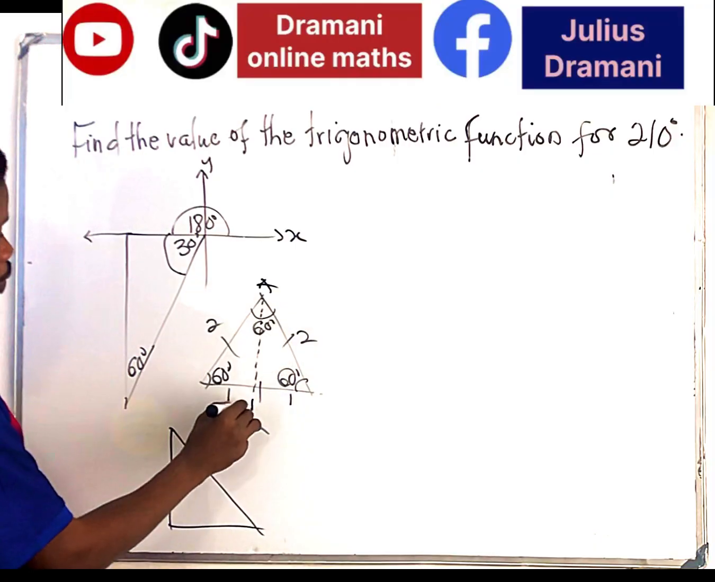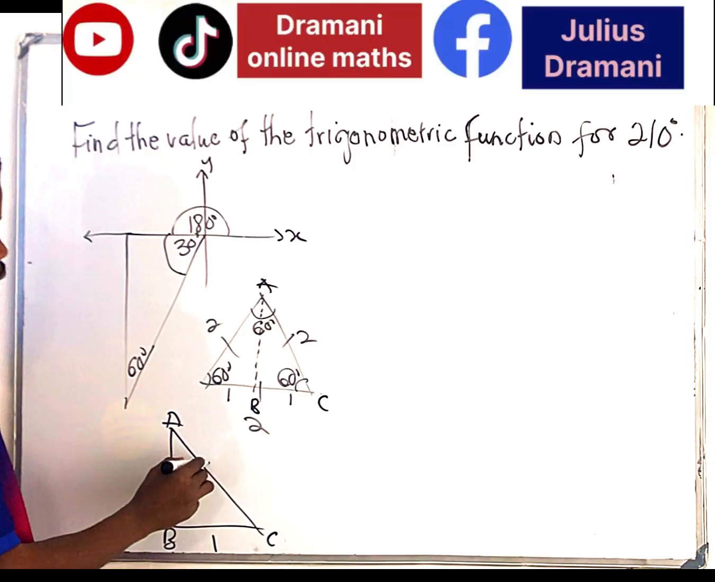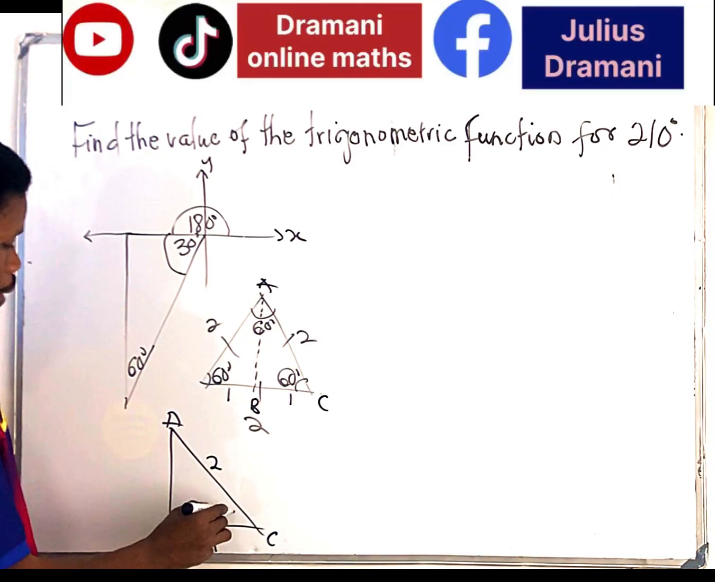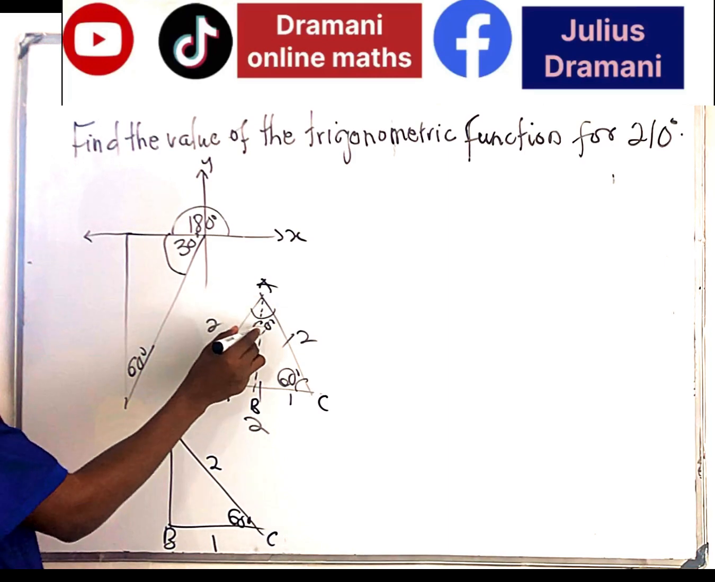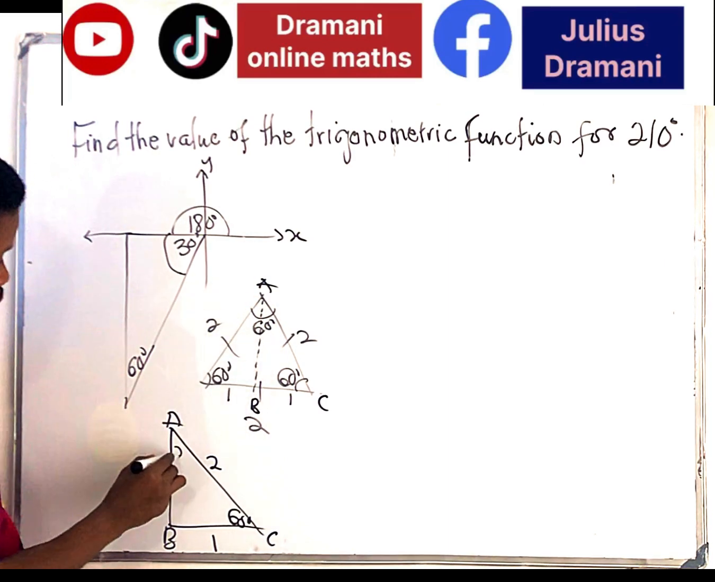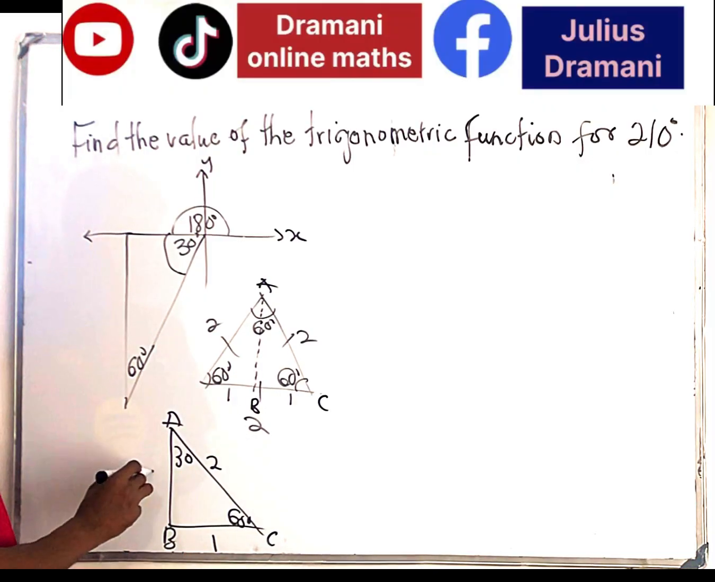let's say A, B, C. So that A, B, C. And when that happens, here becomes 1, here becomes 2, here becomes 60 degrees, right? And this has been divided into 2, so 30, 30. So here is our 30. Now, if I use Pythagoras theorem, here I have root what? 3.